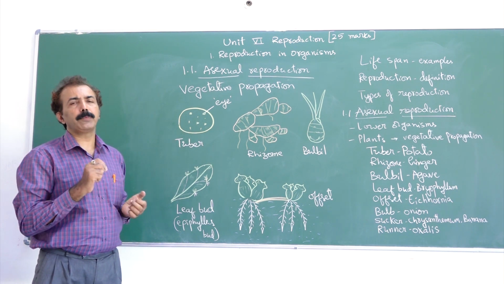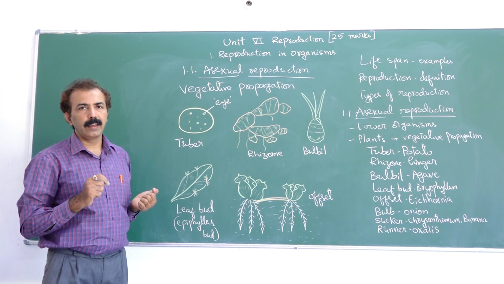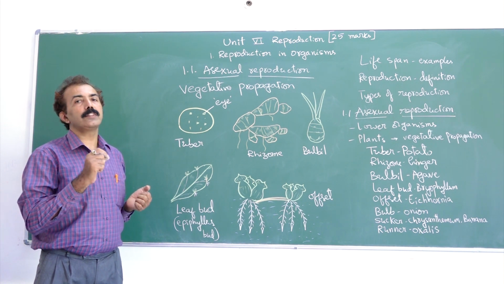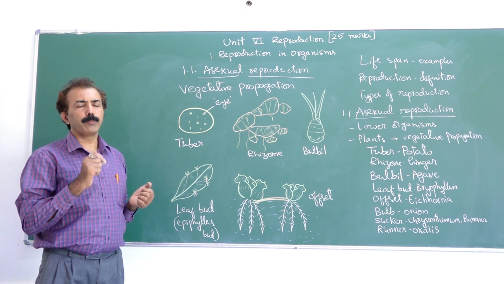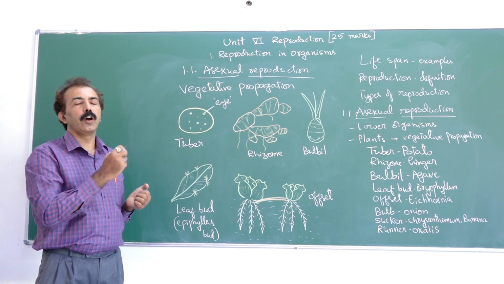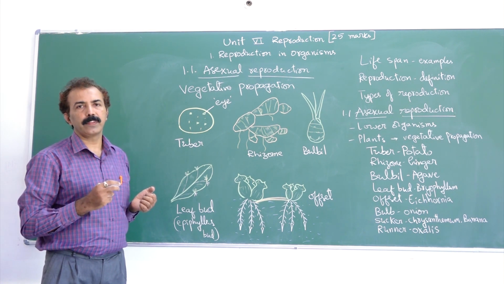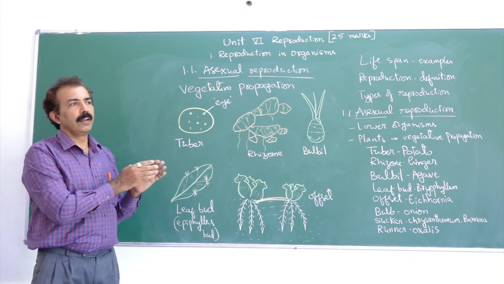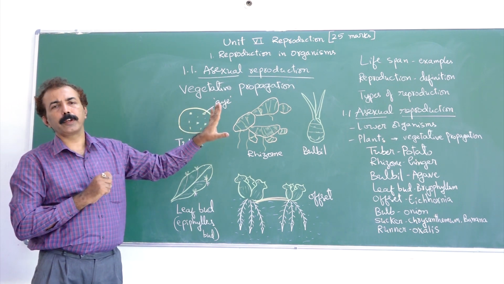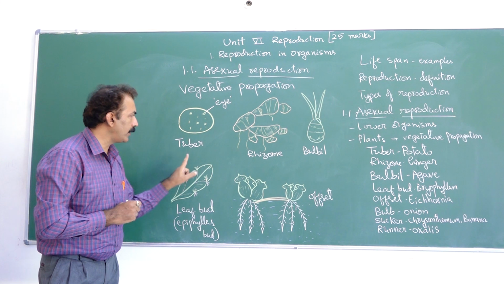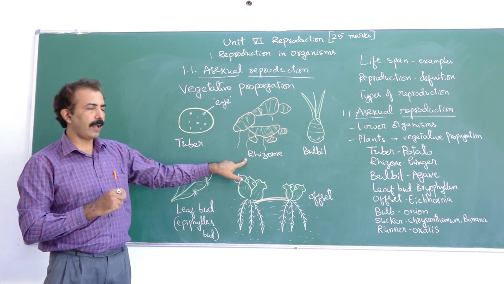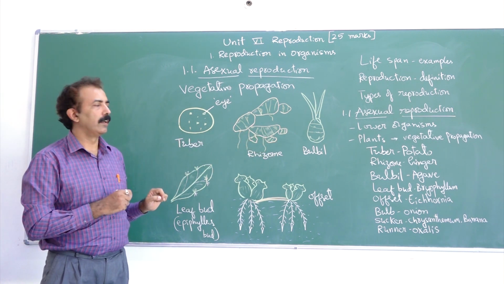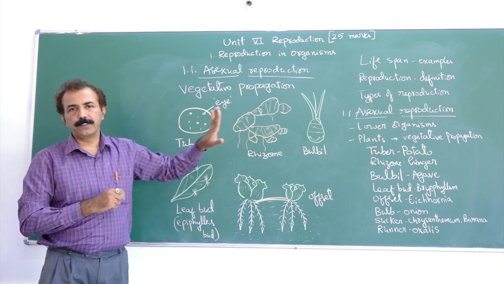Again, last year, chapter 5, Morphology of Flowering Plants, we listed a good number of stem modifications. The underground stem modifications we listed were potato, ginger, onion, amorphophallus. We are taking the same examples now and we are analyzing them, how they function as vegetative propagules. Let us consider these two examples, the tuber and the rhizome. Tuber is from potato plant, rhizome is from ginger plant.